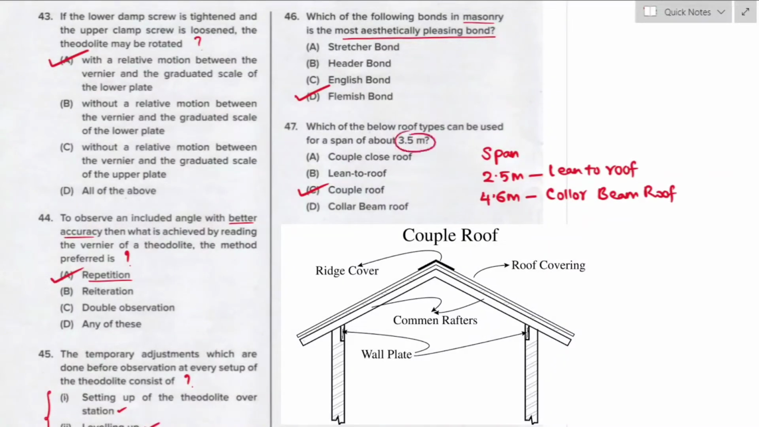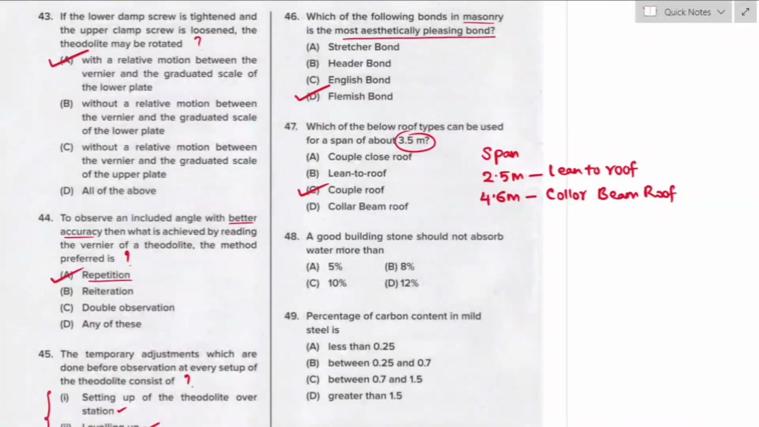So for a 3.5 meter, it is a couple roof. Option C is the right answer. Question number 48. A good building stone should not absorb water more than. So for a good building stone, the water absorption should be less than 5%. Option A is the right answer.